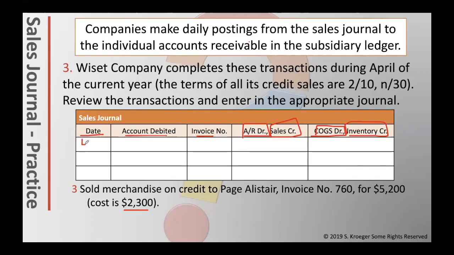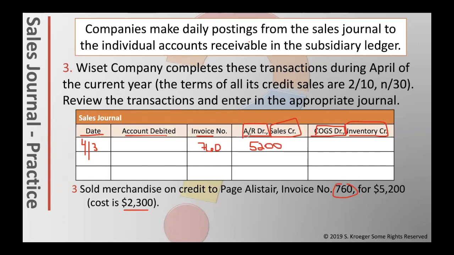To begin, we would put April 3rd in as the date. The invoice number was 760. We'll put that here. Skip account debited for now. As you can see, here's the first entry. Accounts receivable debit, sales credit. The amount was $5,200. We didn't have to write out the account names. It was given to us already.